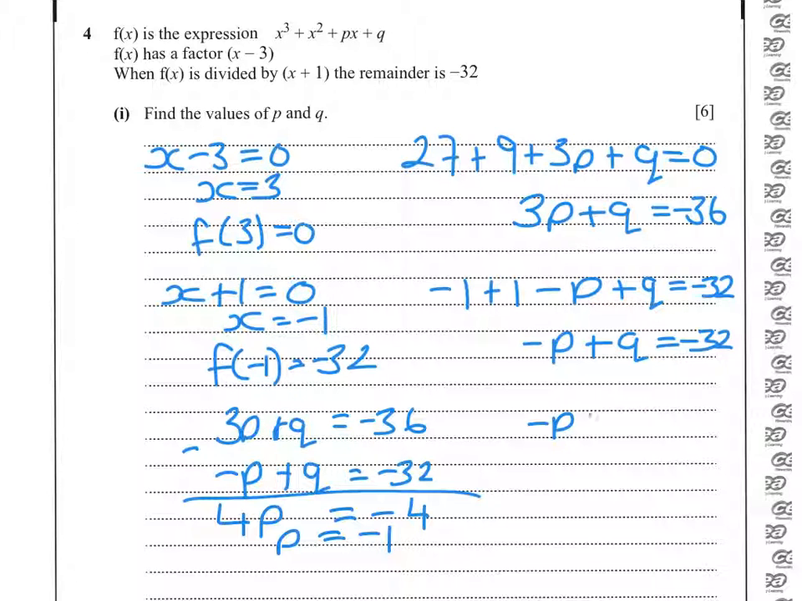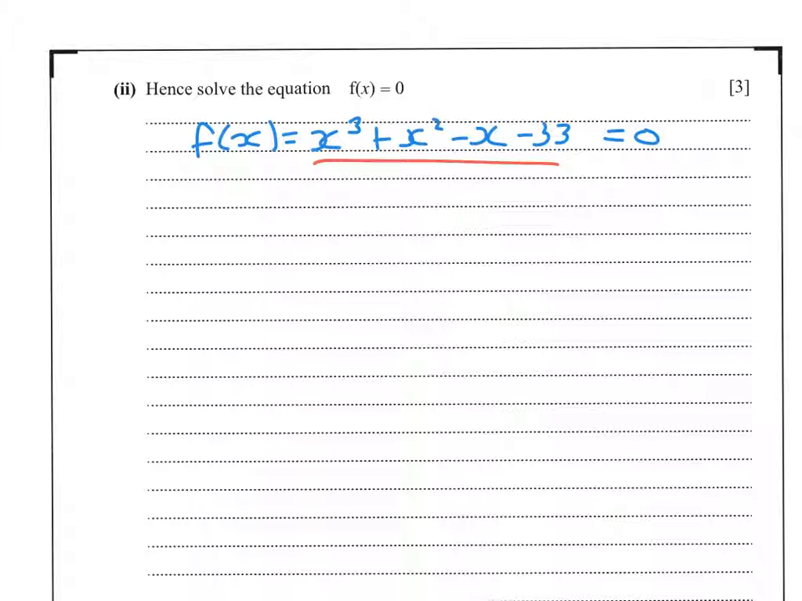And we know that minus p plus q is minus 32, so 1 plus q equals minus 32. q must be minus 33. To solve this polynomial, f of x equals x cubed plus x squared minus x minus 33 equals 0, we have to factorise the cubic. We know that x minus 3 is a factor, and there are lots of ways to factorise this polynomial. You can do long division. I'm not going to show you that method.